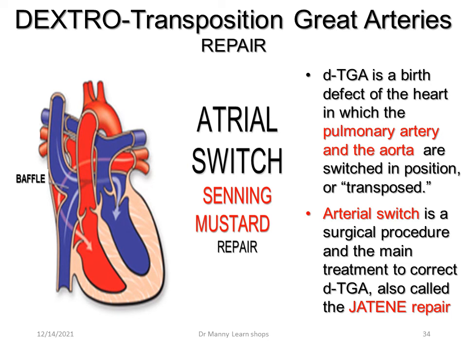Then you've got the atrial switch, which was the most common procedure before the Jatene repair. And this is the Senning or Mustard repair, and this uses a baffle, which is typically a tissue baffle or now a synthetic material baffle, which redirects blood from the right side to the left side and left side to the right side. But it's really complex. It causes potential trauma, and it isn't really favoured these days by cardiac surgeons.